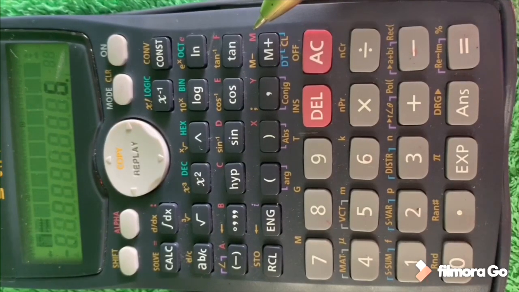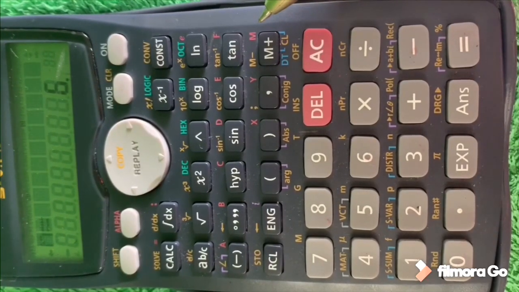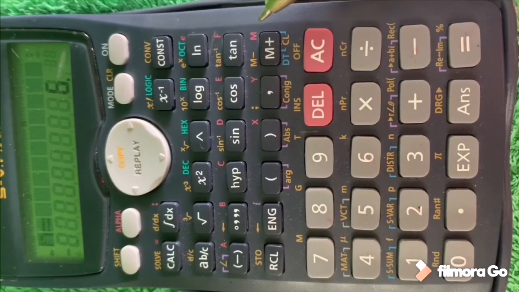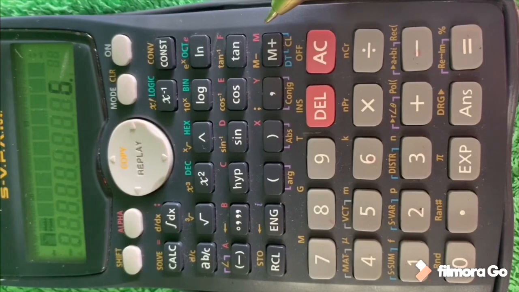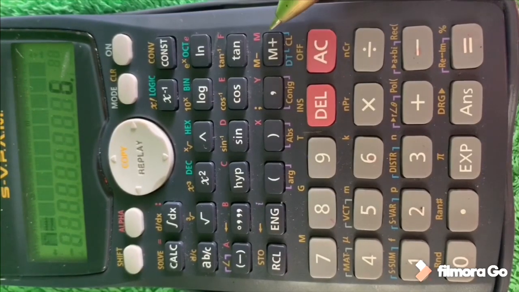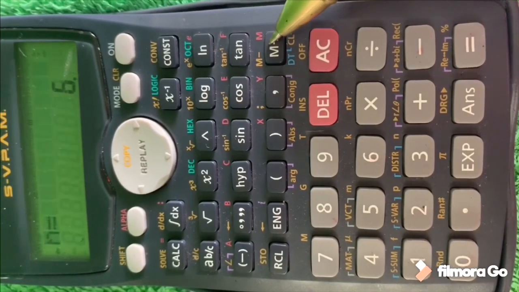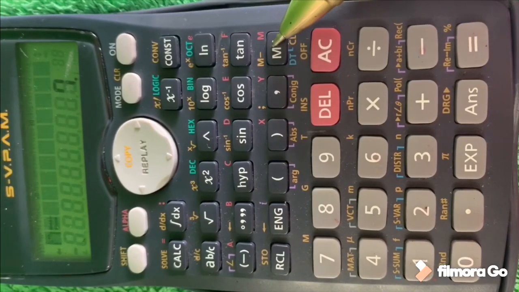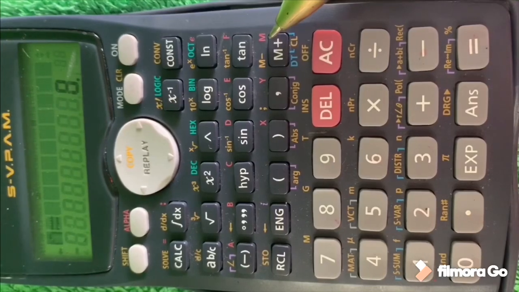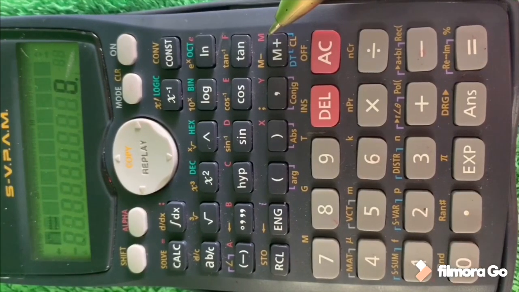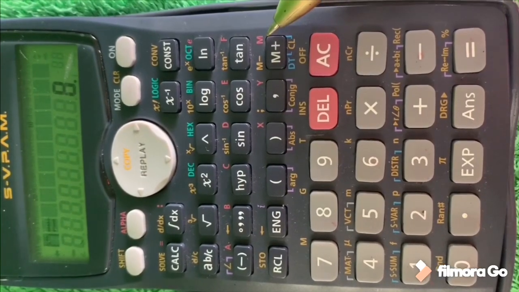Now it's 6. We still got 2 more times. Now 7. Then N equal to 8. Enough. Stop. Now followed by, you have to press 2.